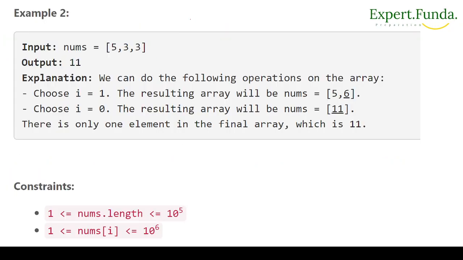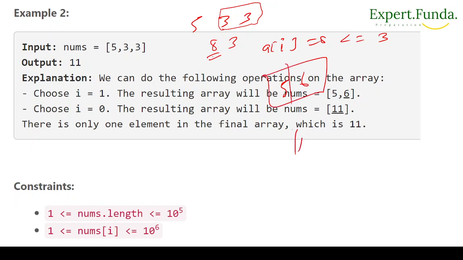Similarly, we have another example: 5 3 3. If we do 5 and 3, it becomes 8, and another is 3. Now 8 is not less than or equal to 3, so in that case we will not add this one, and we would return 8. So now what we will do is the sum of 3 and 3, that is 6, and 5 plus 6 is 11. So we return this element. I think you got the question. Let's understand the answer.